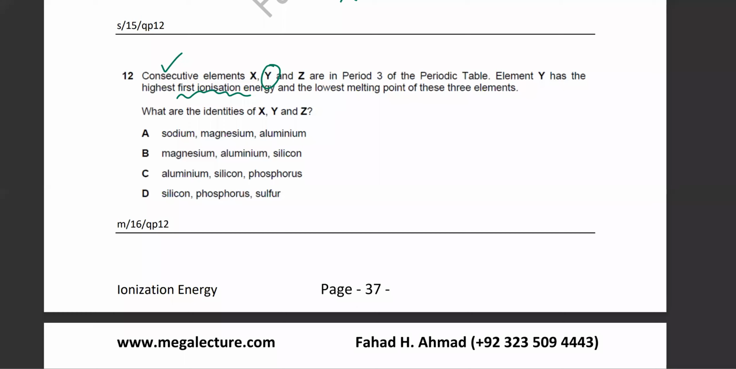So you've got X, Y, and Z. The middle one can be group 2, or it could be group 15. So those two are the options. This one is correct and this one is wrong, so the competition is between A and D. And then he says that the middle one should have the lowest melting point of these three elements. Now that's more related to inorganic chemistry, which we haven't done yet.